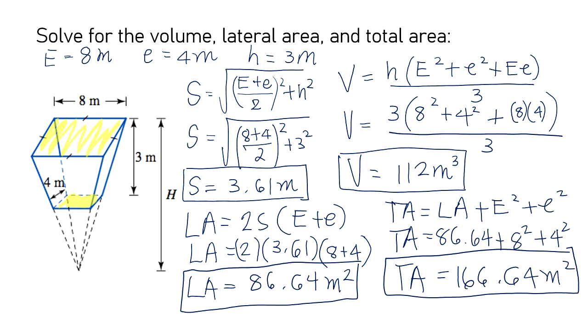Therefore, our slant height is 3.61 meters. The volume is 112 cubic meters. Lateral area is 86.64 meters squared. And total area is 166.64 meters squared.